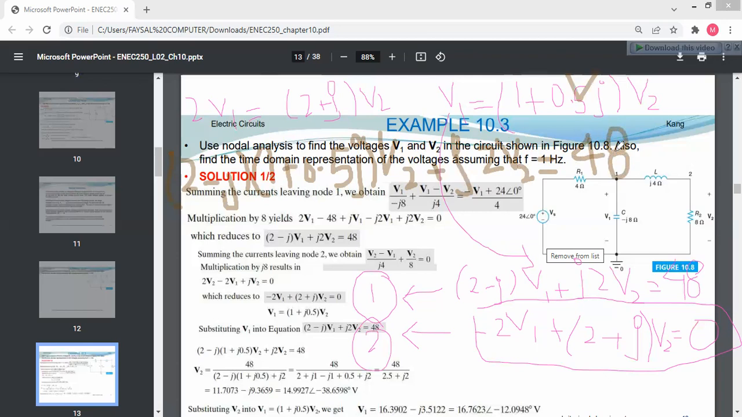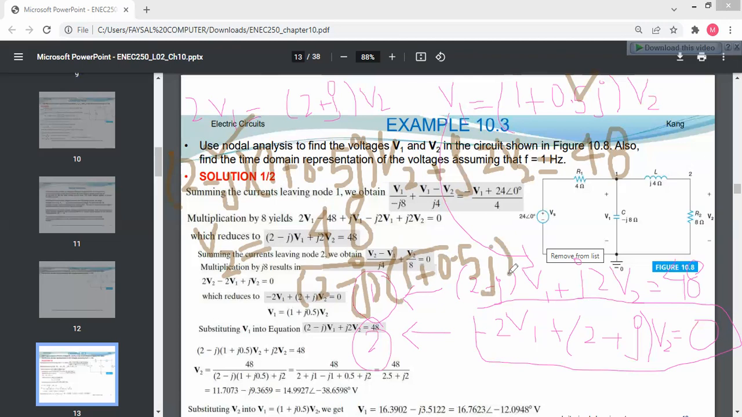So for this system, I have to elaborate my values. So after the elaboration, V2 will be equal to 48 divided by the value of 2 minus j, with 1 plus 0.5j, again 0.5j plus j2 plus j2.